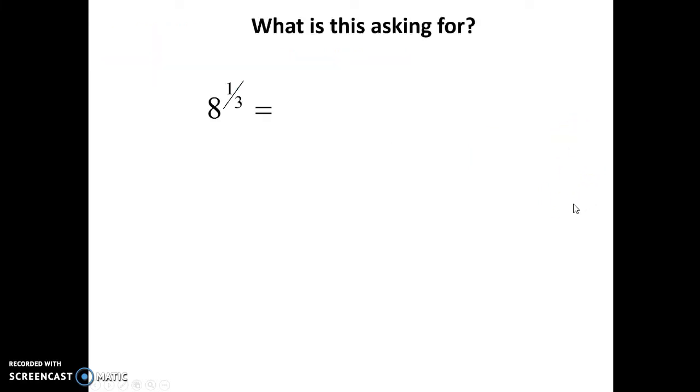Okay, what about this one? What is this asking for? I've got a rational exponent, rational meaning it's fraction form. What are they asking for? If we change that to radical form, what's my index? Yeah, my index is 3.